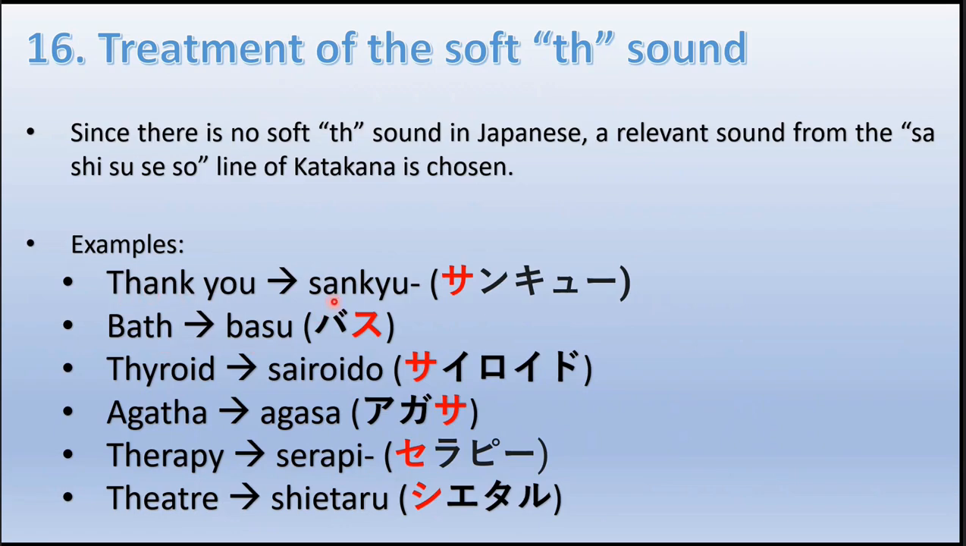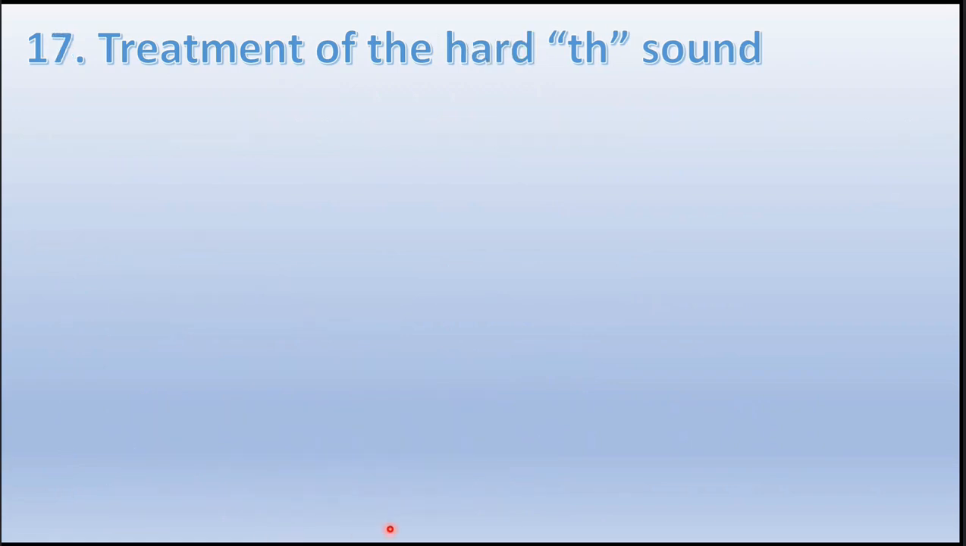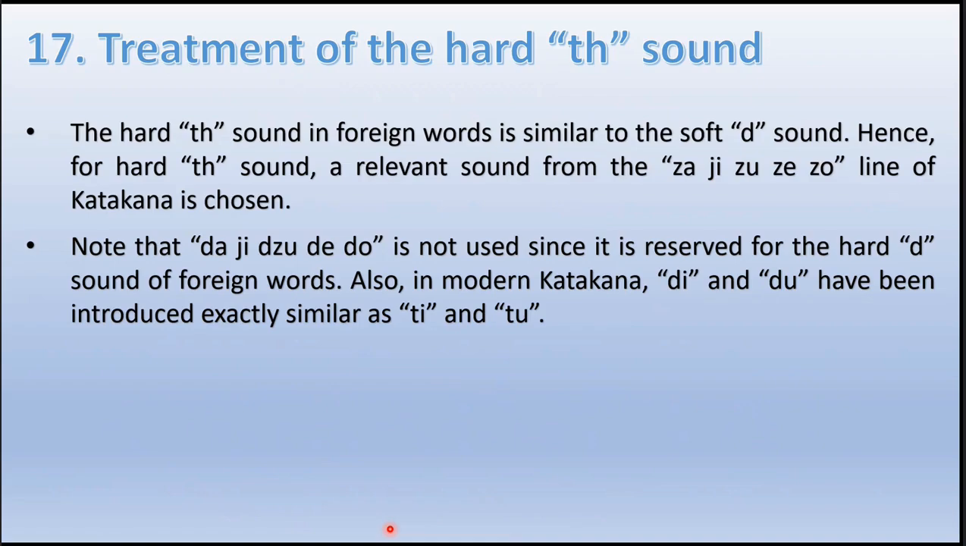These are replaced with one of the sounds from the Sa, Shi, Su, Se, So line. This is Sa, this is Su, this is again Sa, Se, and this is Shi. So theater becomes shietaru. Rule number 17 is the treatment of the hard TH sound, which sounds like "the". The hard TH sound in foreign words is similar to the soft D sound. Hence, for the hard TH sound, a relevant sound from the Za, Ji, Zu, Ze, Zo line of katakana is chosen.